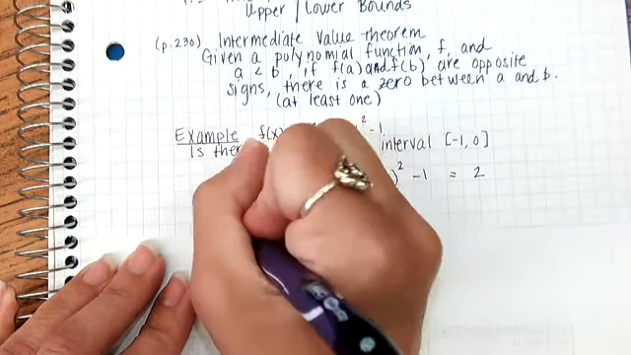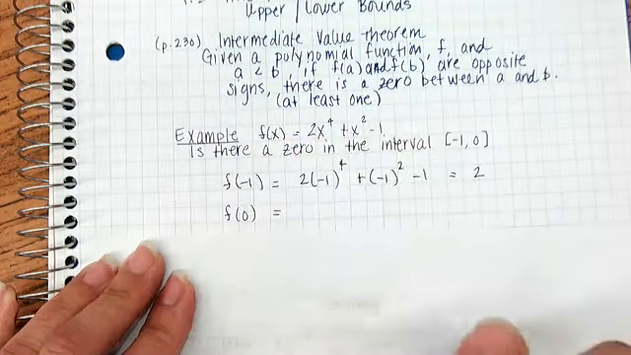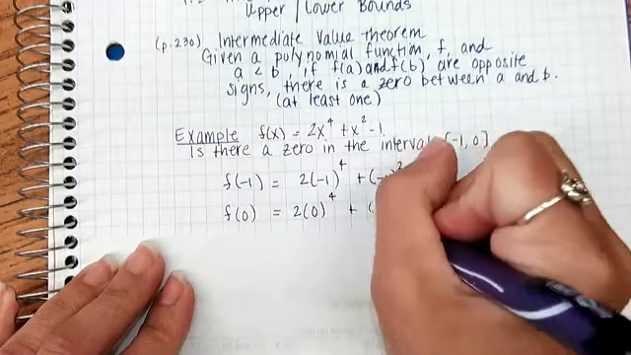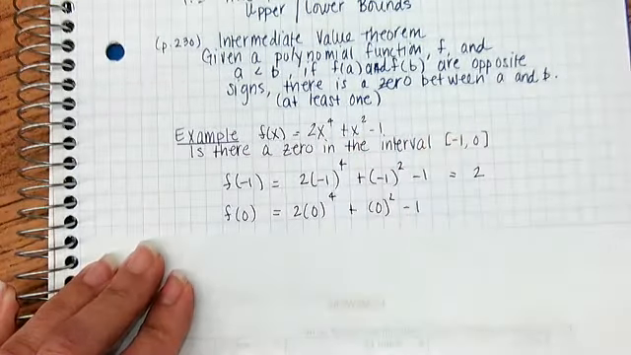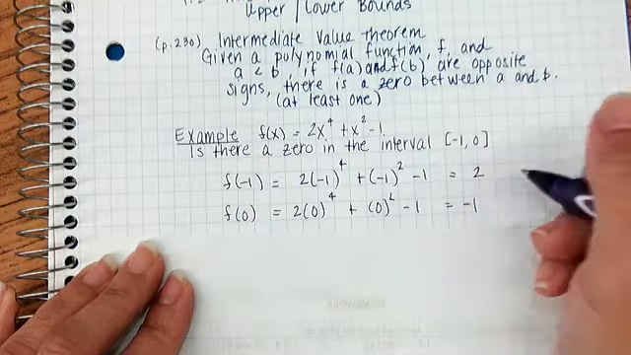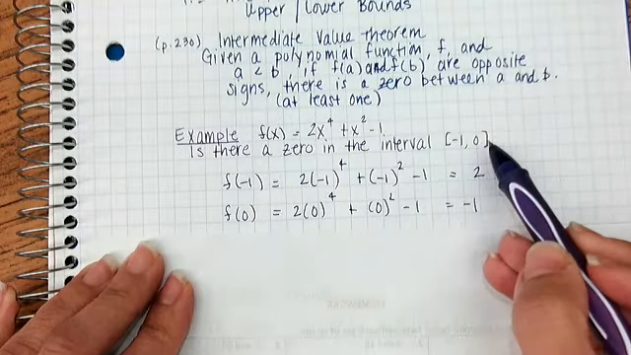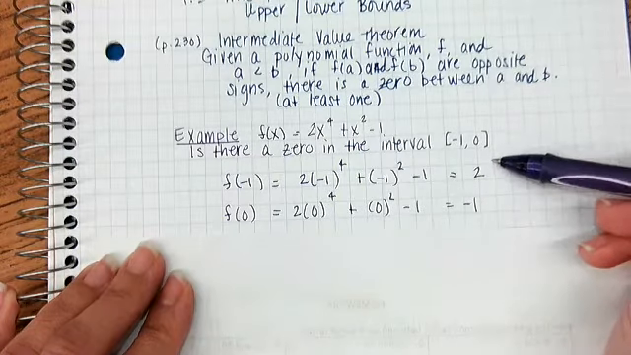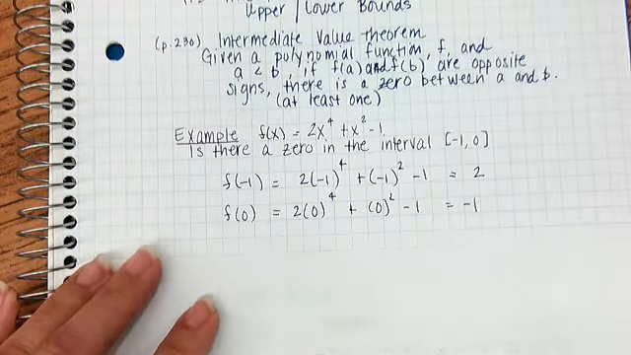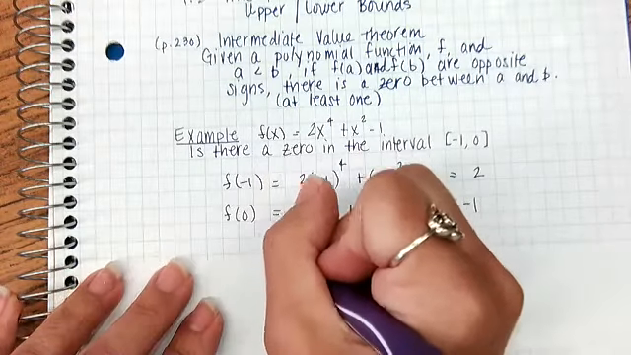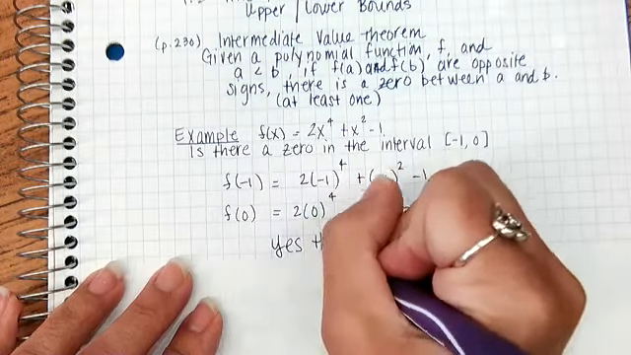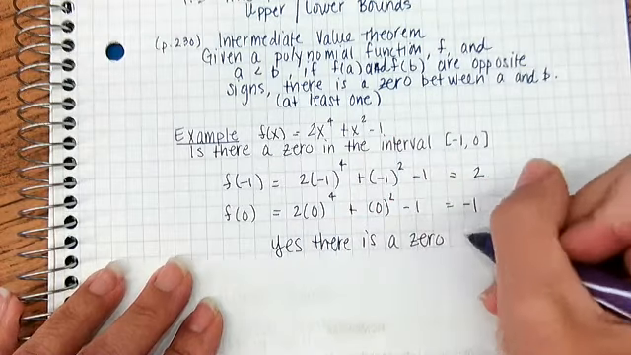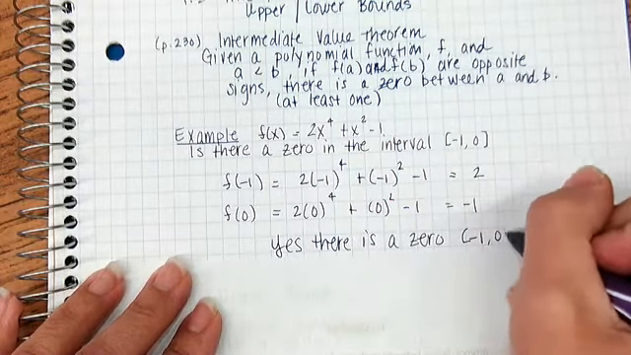Plug in f of 0. That's going to be 2 times 0 to the fourth plus 0 squared minus 1, which I believe is -1. So -1 is less than 0, a is less than b, and you get alternating signs. 2 is positive, -1 is obviously negative, so the answer is yes. There is a 0, a real solution, on the interval from -1 to 0.